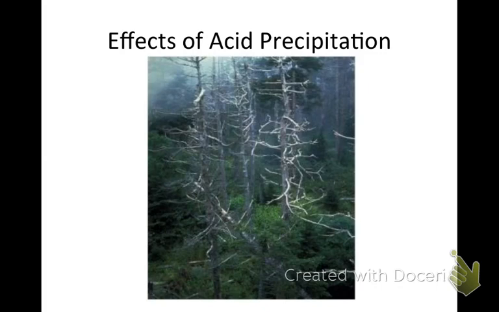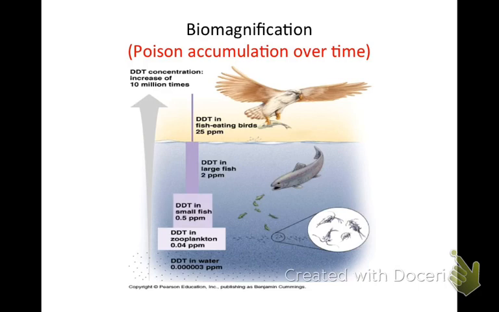So this is a tree that acid rain has come down on. It has pretty much just killed the tree, stripped it of all its leaves. It's terrible. So biomagnification, please highlight, it's the buildup of poisons and heavy metals in an organism. And highlight, the higher up in the food chain you get, the more concentrated the poison gets, which causes a lot of health and reproductive problems.